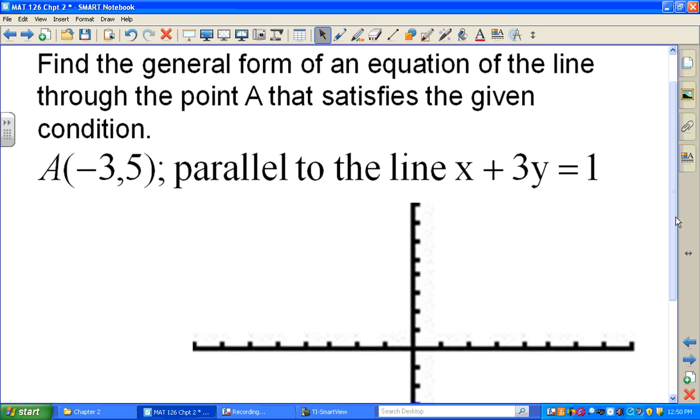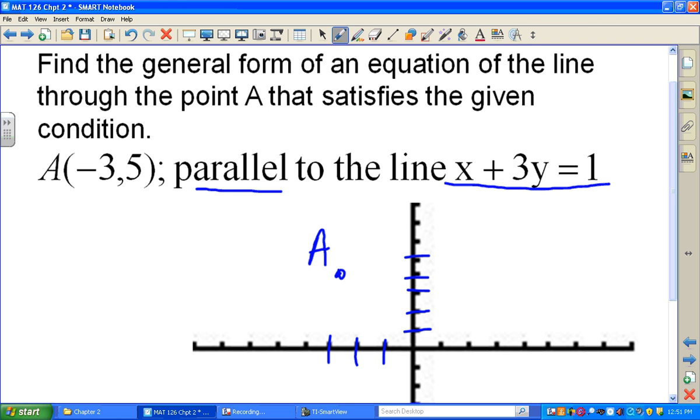The point A is at negative 3, 5. 1, 2, 3. 1, 2, 3, 4, 5. There's the point A. It says it has to go through A, but it has to be parallel to the line x plus 3y equals 1. Parallel means same slope, correct? What's the slope of x plus 3y equals 1? We just did it.